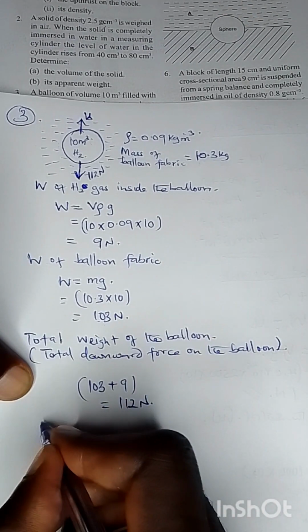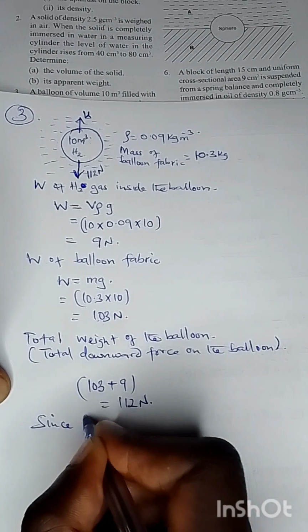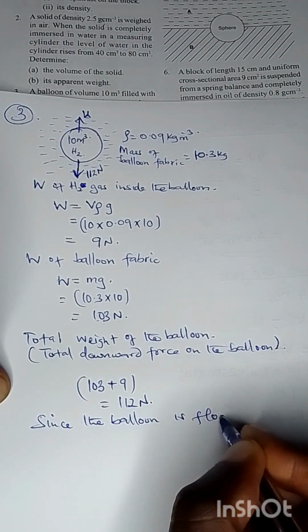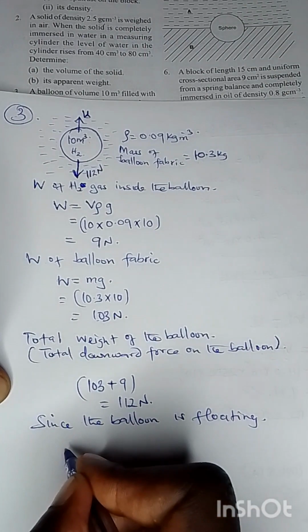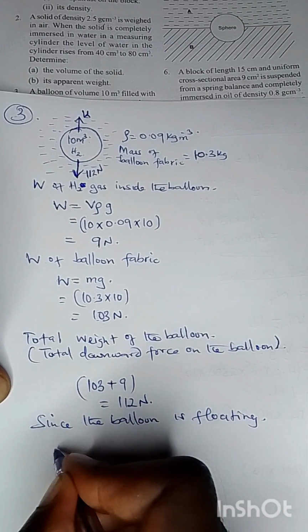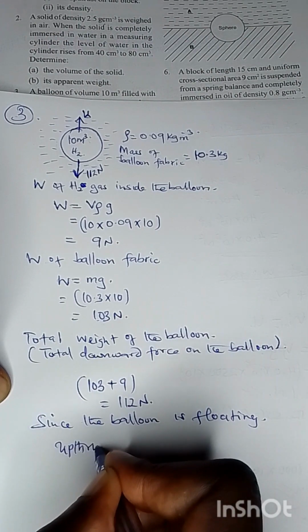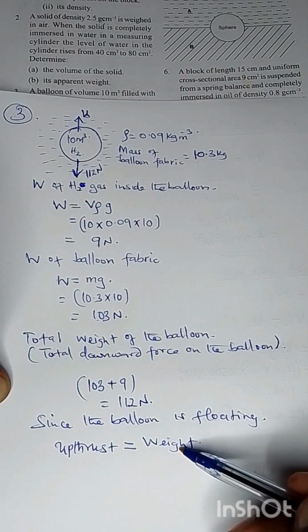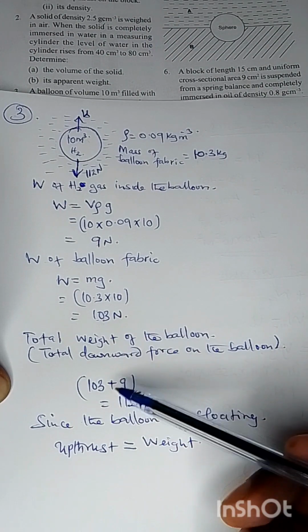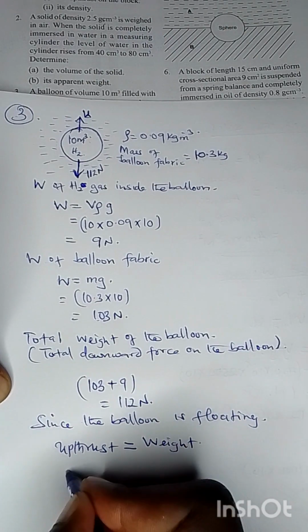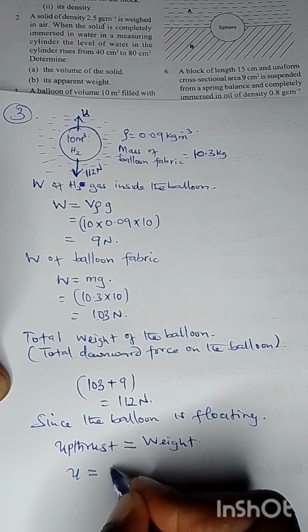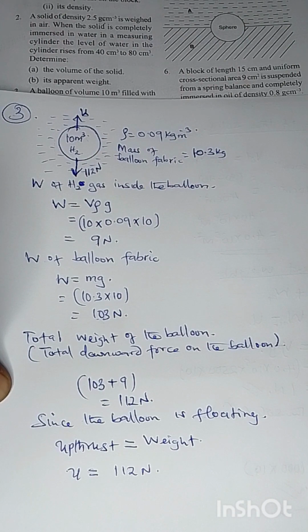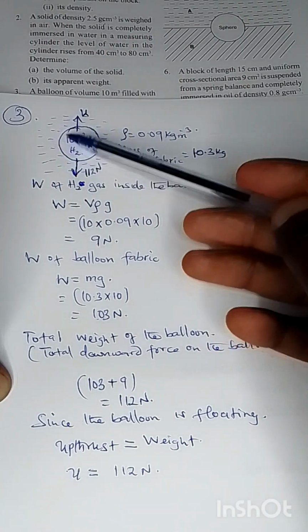So we say that since the balloon is floating, it implies that upthrust equals the weight, and our weight is the sum of the balloon fabric and also the content of the balloon. So upthrust equals 112 newtons. Remember, the question we are asked is the density of the surrounding air, this air here.